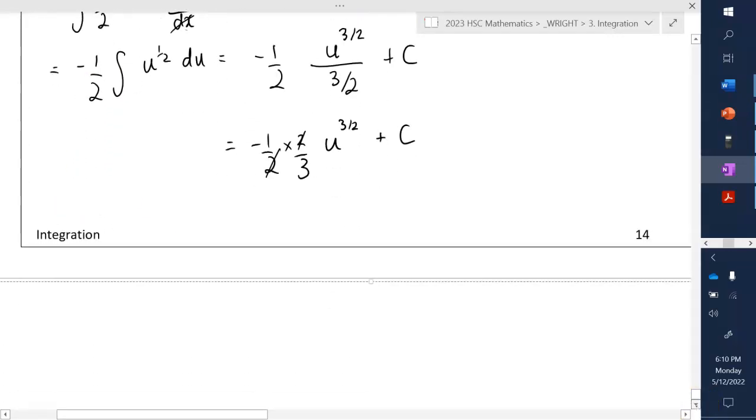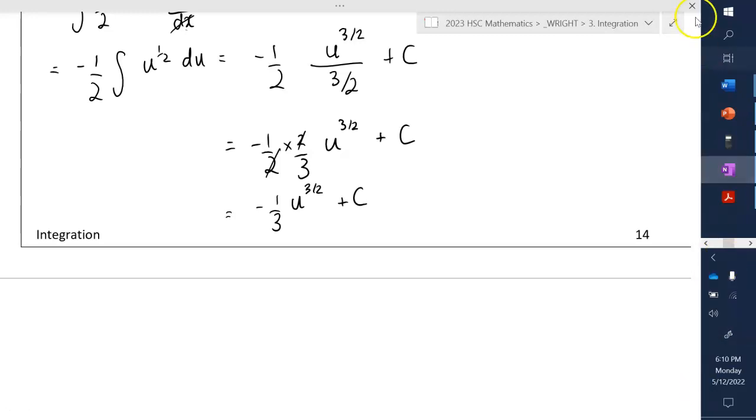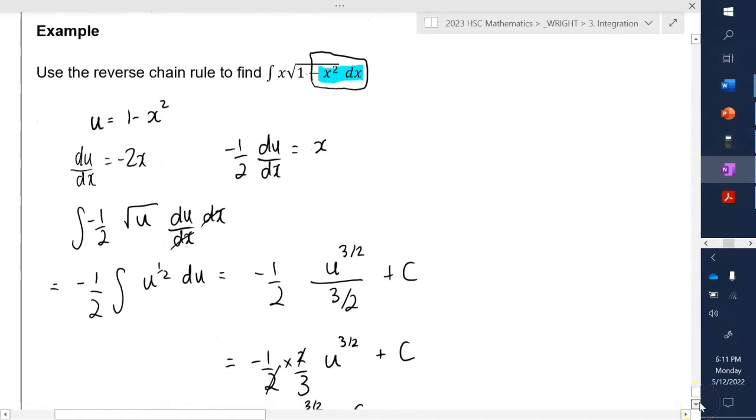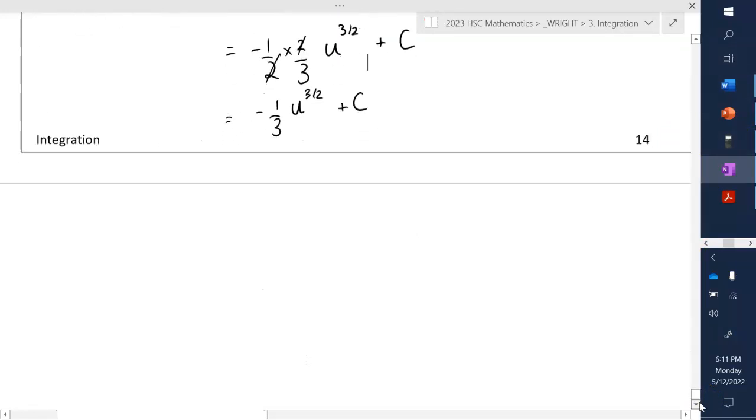What I'm going to end up with then is a minus 1/3 u to the 3 over 2 plus c. Now all I need to do now is substitute back in my u, and then I'm done. My u from the start, we remember, is 1 minus x squared. So I just need to pop that one back in, and I'm good. So my solution is minus 1/3, 1 minus x squared, to the 3 over 2, plus c.